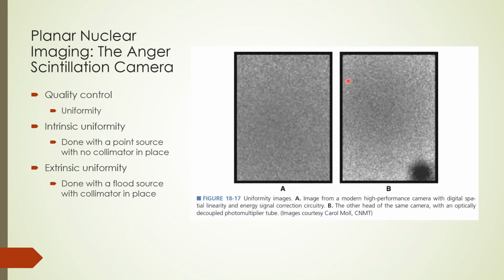This image shows an area where the photomultiplier was decoupled so that no data was collected. Extrinsic uniformity is done with a flat source of cobalt-57 or a fillable flat source. This is done with the collimator in place.